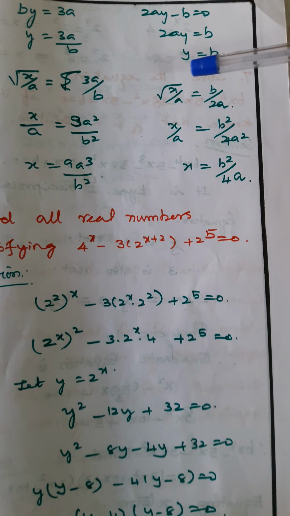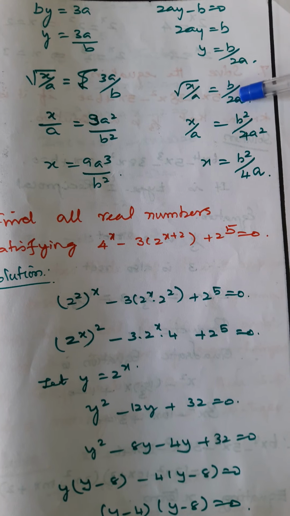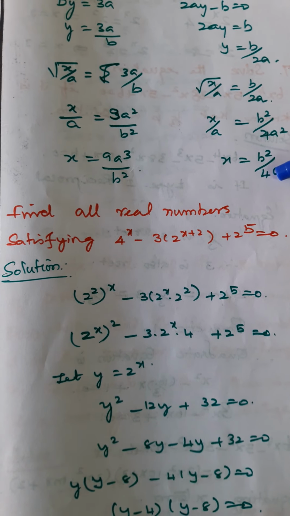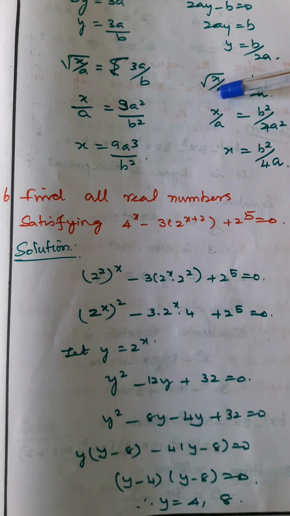Like that, the second part: root of x by a equal to b by 2a. Your x becomes b² by 4a, right? It's a very simple question.